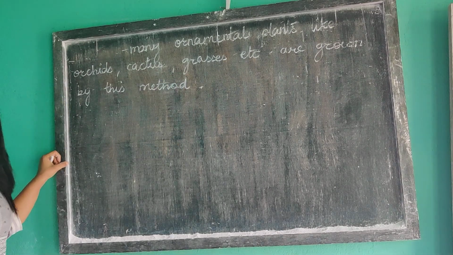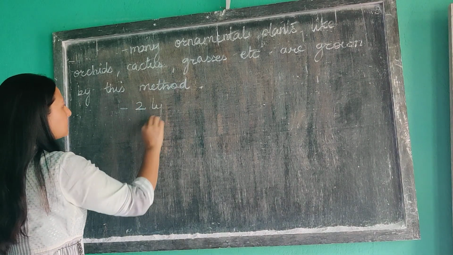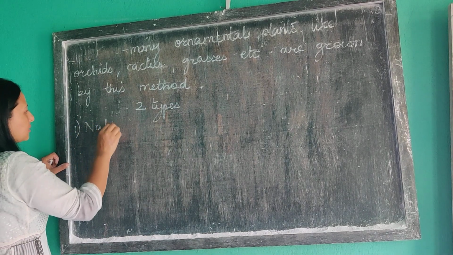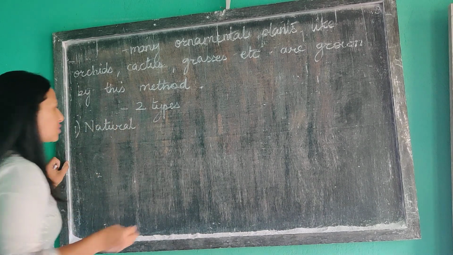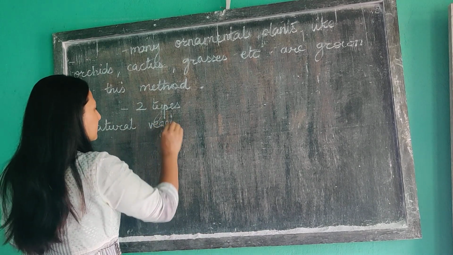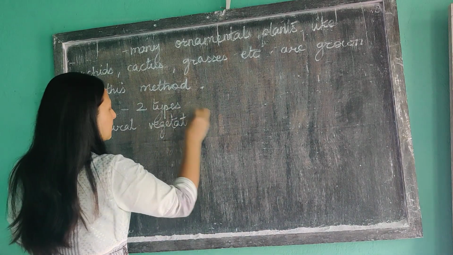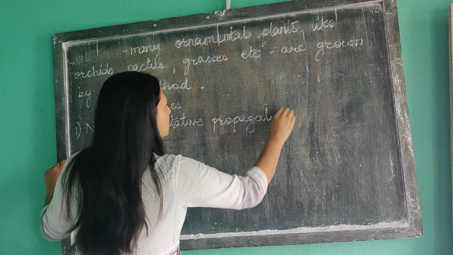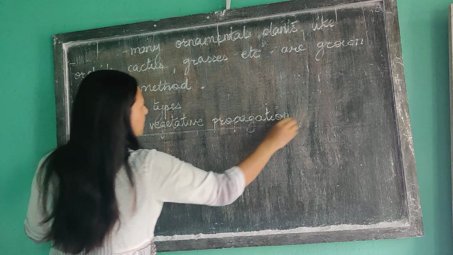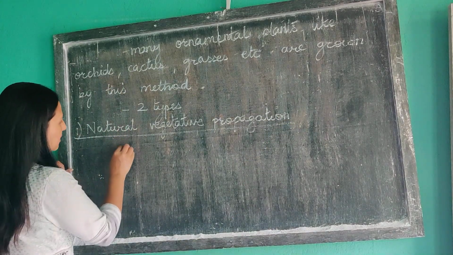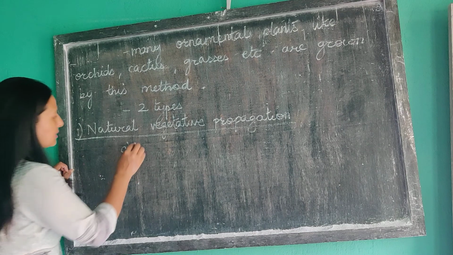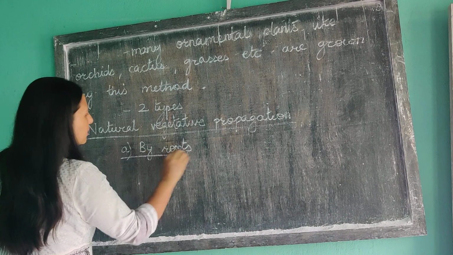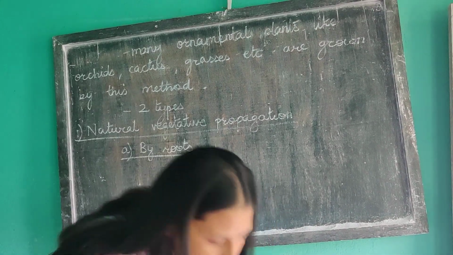Again, there are 2 types of vegetative propagation, that is natural vegetative propagation and artificial vegetative propagation. Natural means it occurs by itself, naturally. So first we'll study natural vegetative propagation. The first type of natural vegetative propagation is by roots.